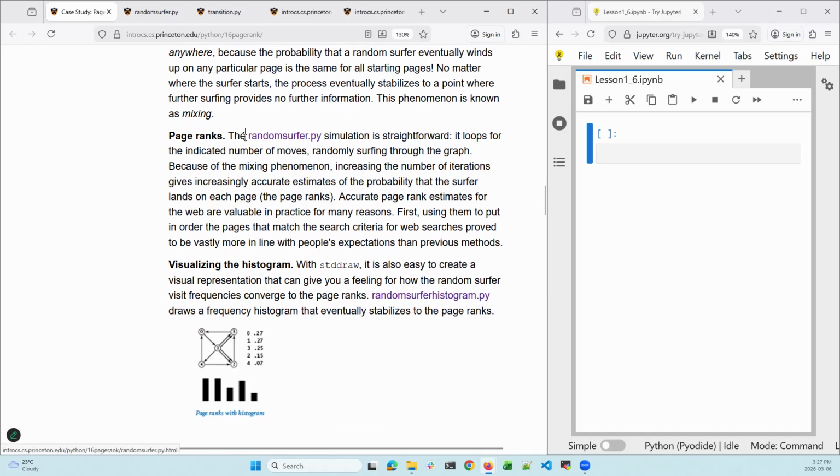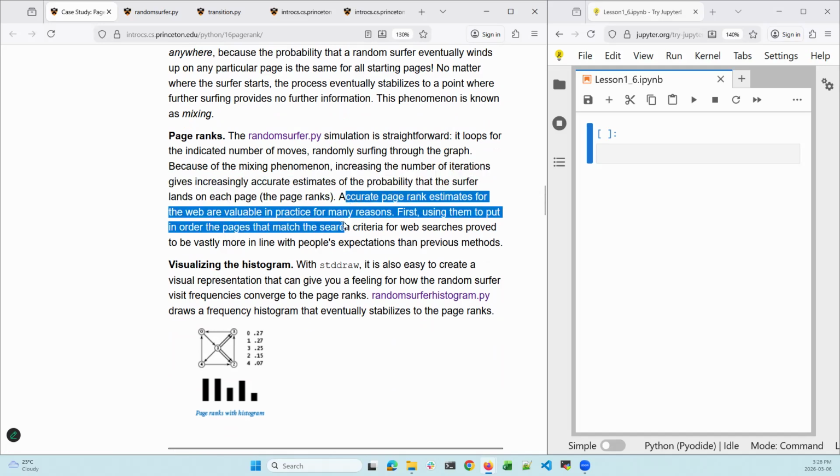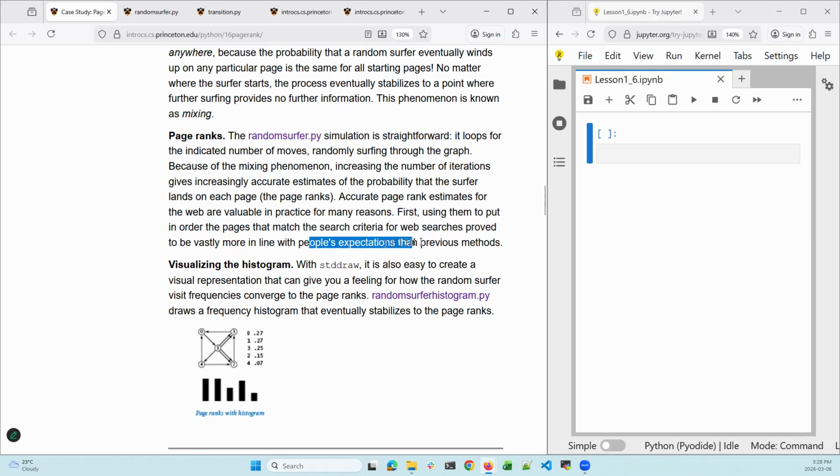Page ranks. The random surfer simulation is straightforward. It loops for the indicated number of moves, randomly surfing through the graph. Because of the mixing phenomenon, increasing the number of iterations gives increasingly accurate estimates of the probability that the surfer lands on each page, i.e. the page rank. Accurate page rank estimates for the web are available in practice for many reasons. First, using them to put in order the pages that match the search criteria for web searches proves to be vastly more in line with people's expectations than previous methods.